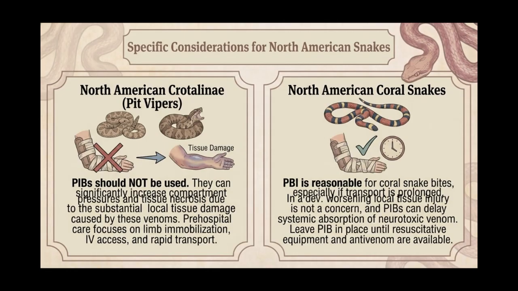In contrast, pressure immobilization can be considered for bites from North American coral snakes, especially if hospital transport will take a prolonged period. Unlike pit viper bites, coral snake venom primarily causes neurological symptoms without extensive local tissue damage. Applying a pressure immobilization bandage in this case can slow the systemic absorption of venom, a practice similar to approaches used with Australian venomous snakes. If such a bandage is applied, it should remain in place until resuscitation equipment and medical personnel are available, and ideally when antivenom is ready for use. It is crucial that the bandage does not function as a tourniquet, as this could worsen outcomes.